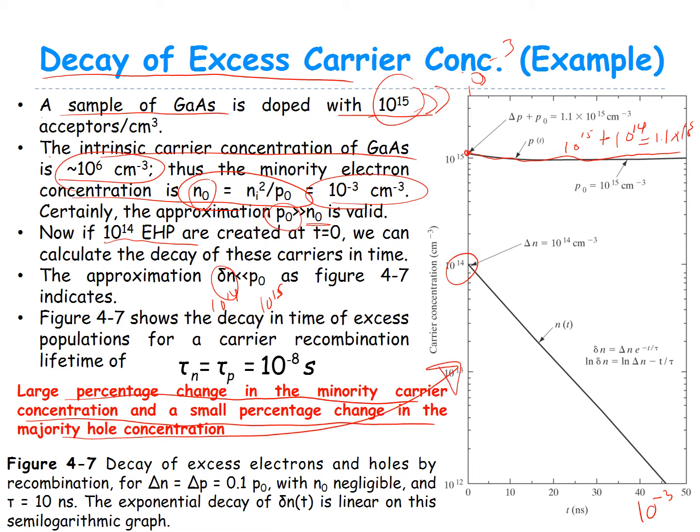Now, as you will see later on, this is going to be important when we look at diffusion current, where you will find that in the presence of excess carriers, it is actually the minority carriers that contribute the most to diffusion current, more than the majority carriers, because you always have a larger gradient in the concentration of minority carriers than in the concentration of majority carriers in the presence of excess carriers.